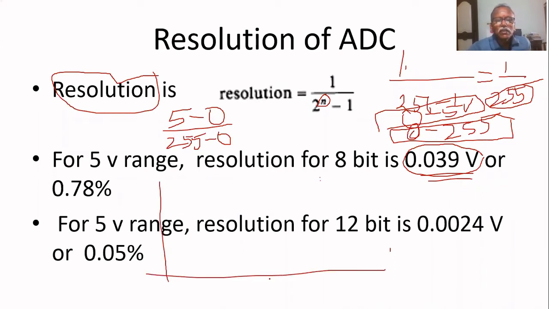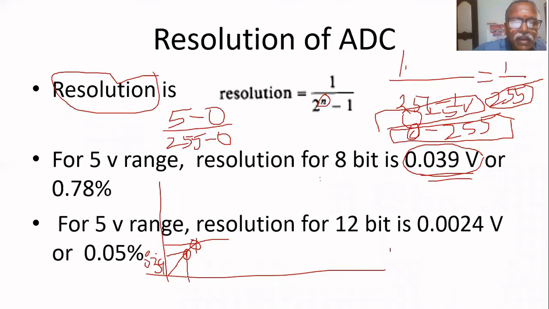This is a signal increasing that is sampled between this point and this point. If between this point and this point the difference is less than 0.039 volts, then it will give the same value for both samples, for this sample and this sample. That is the meaning. That is called resolution.